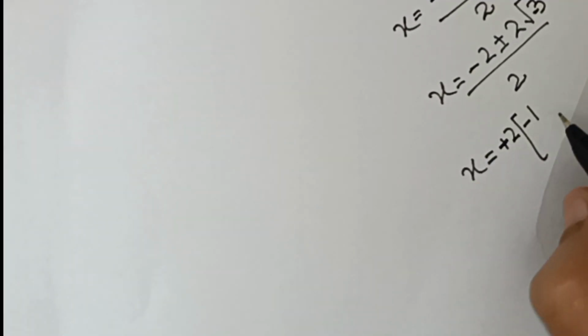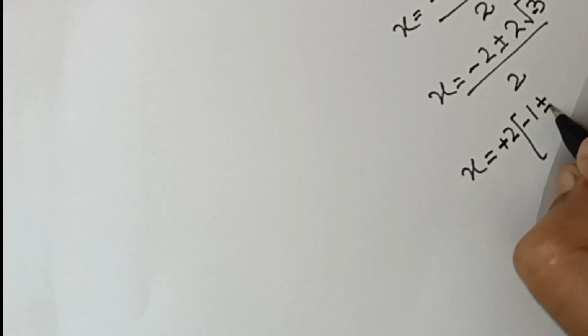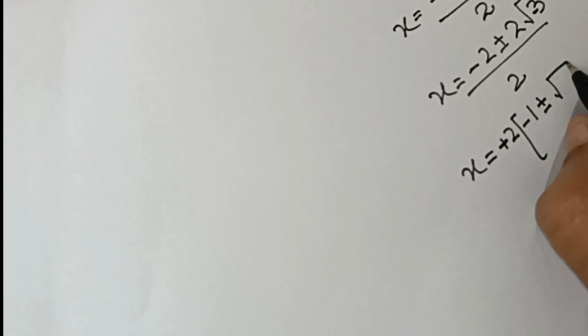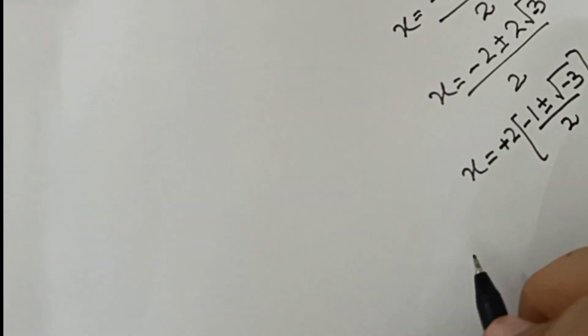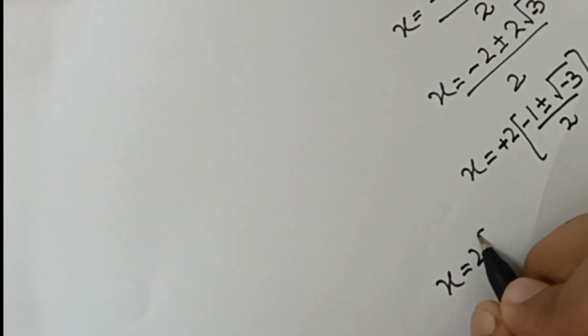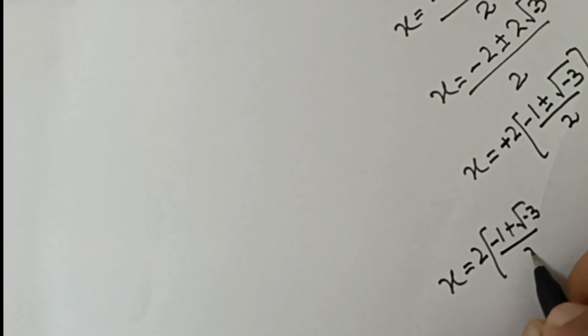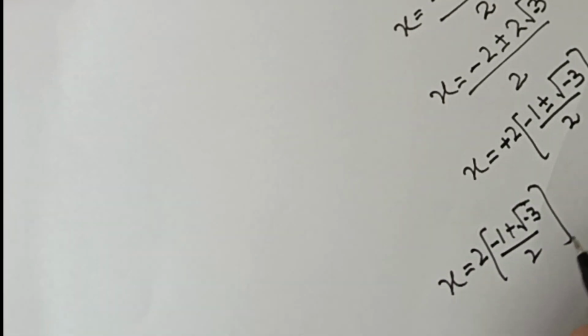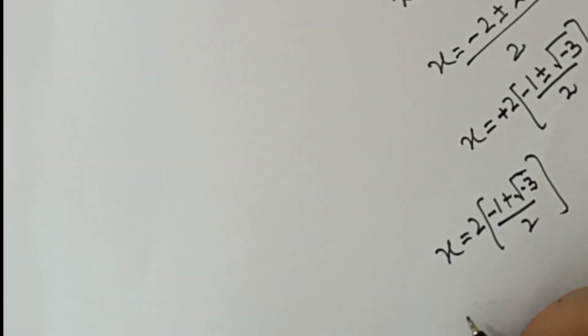Taking 2 common from the numerator, we will get x is equal to 2 into minus 1 plus minus square root of minus 3, over 2. Now we will find the two roots separately, one with the positive sign and the other with the negative sign. So we will consider x is equal to 2 into minus 1 plus square root of minus 3 by 2. Since we know that minus 1 plus square root of minus 3 by 2 is equal to omega, the root will be 2 omega.